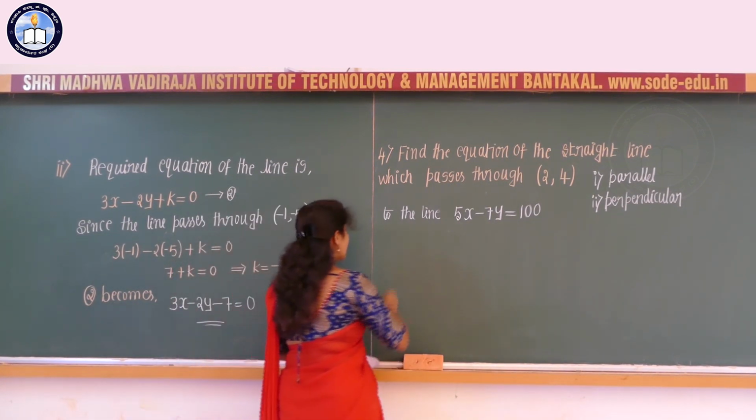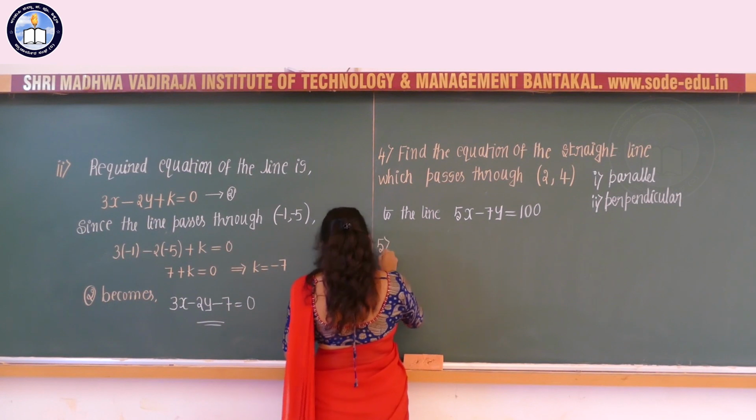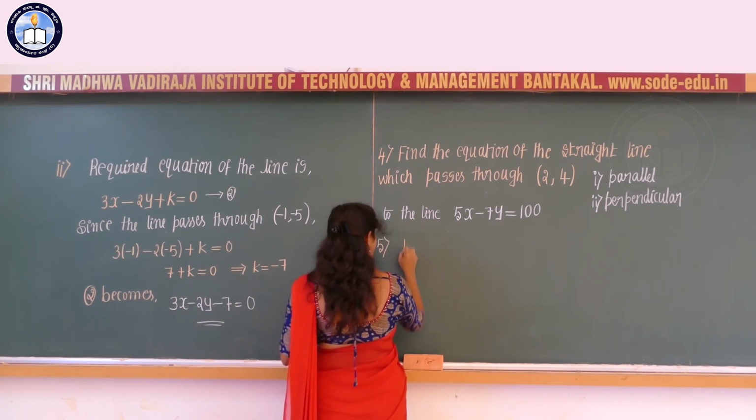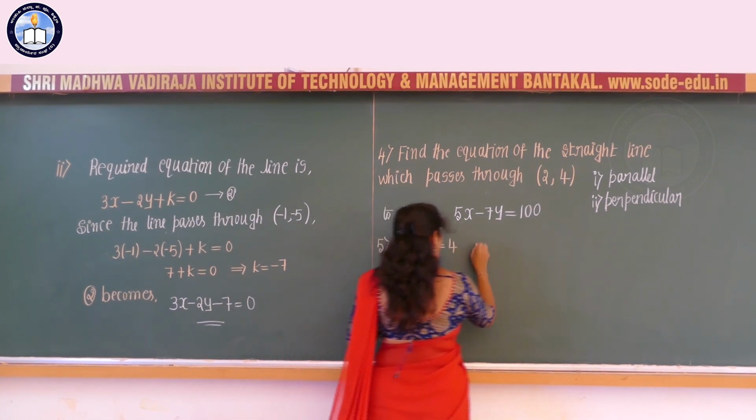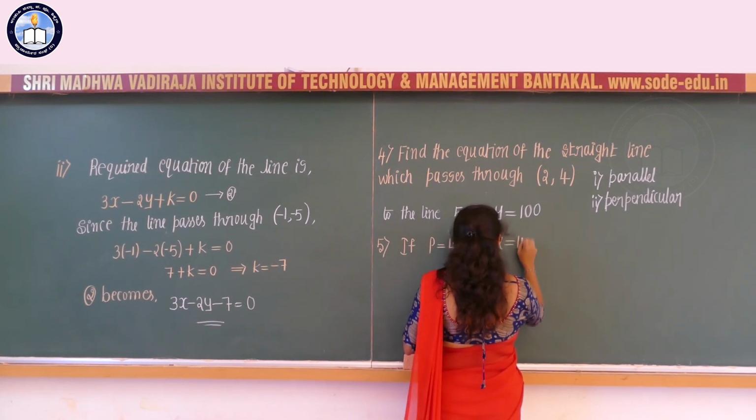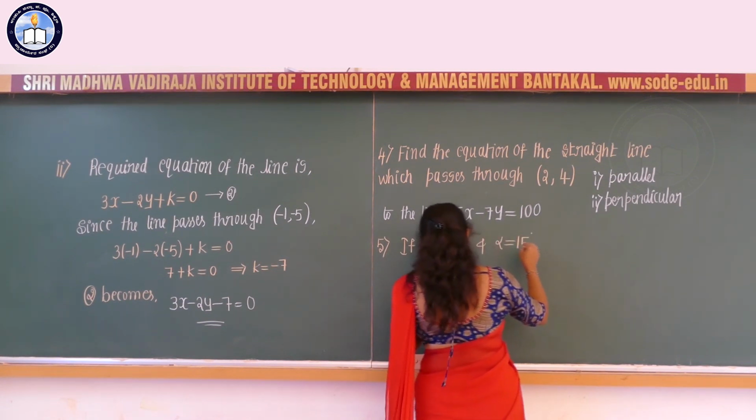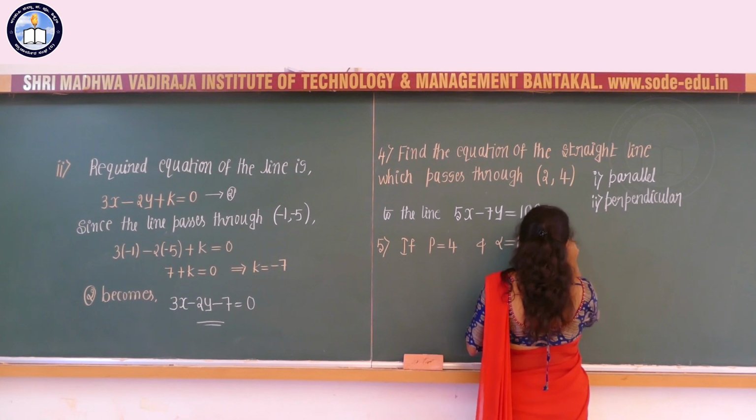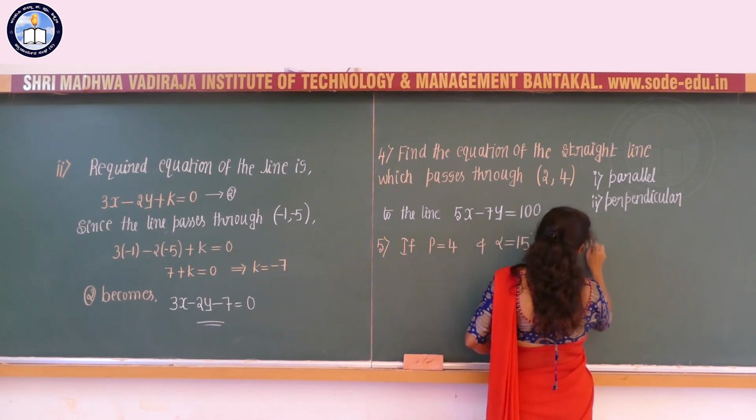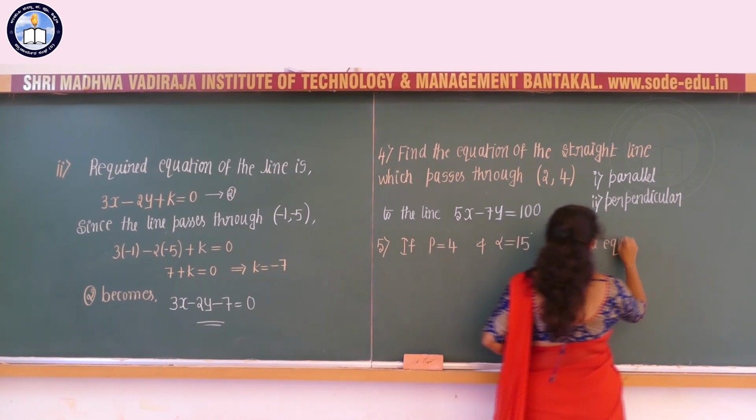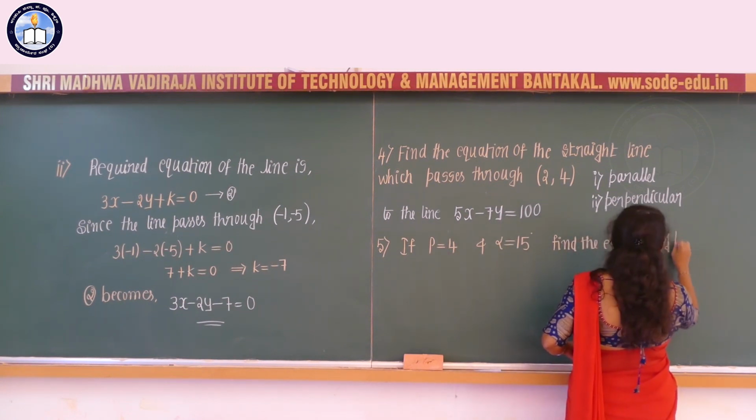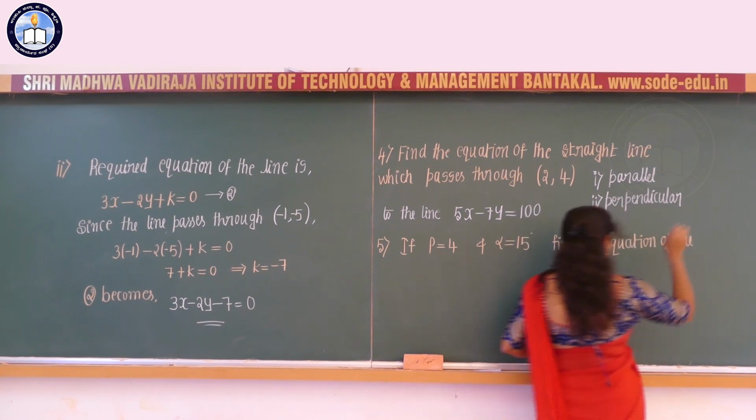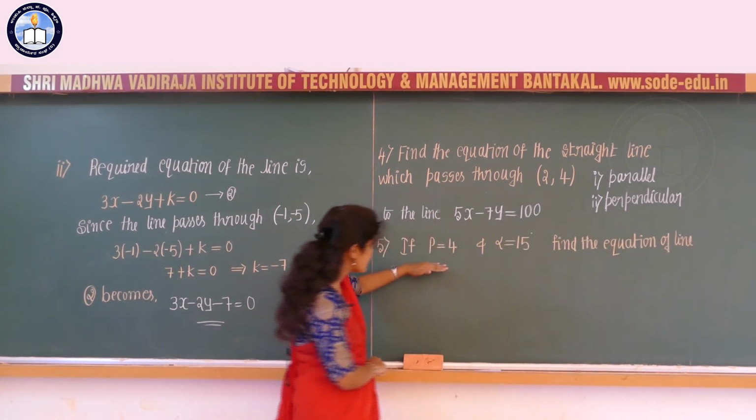So, let us consider another homework question, with respect to the normal form of a line. If the value of p is equal to 4 and alpha is equal to 15 degrees, find the equation of the line. Here what are the given data? Given data is p is given.